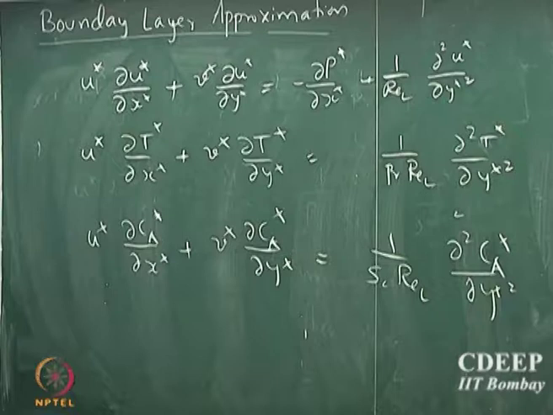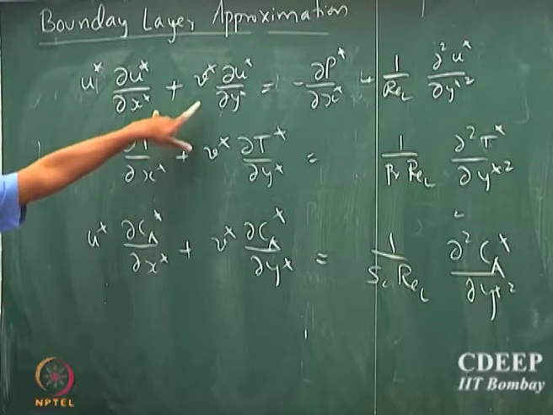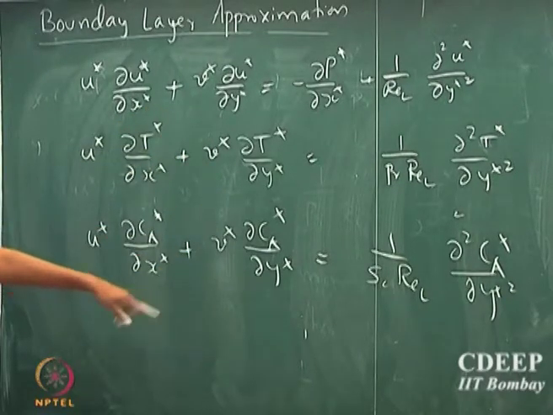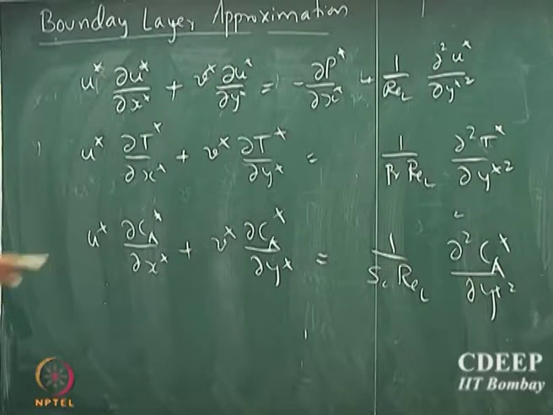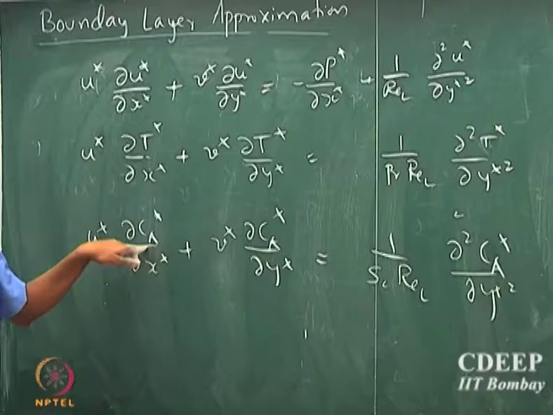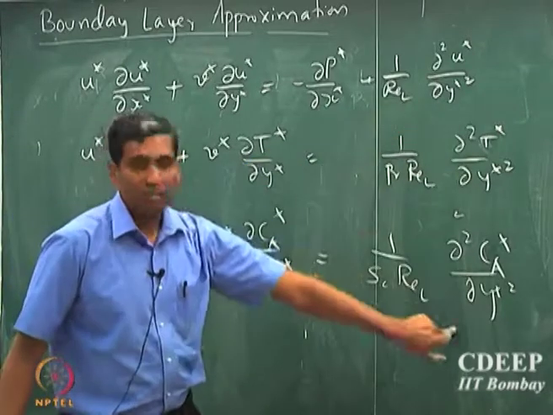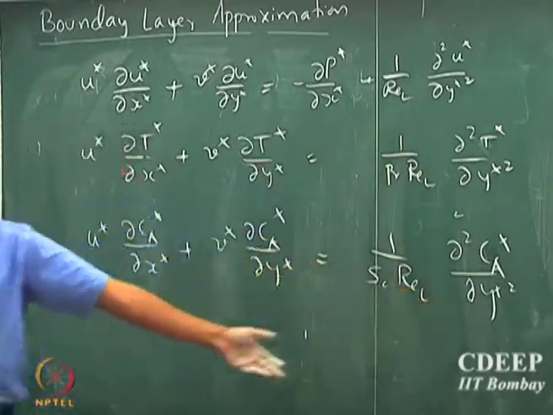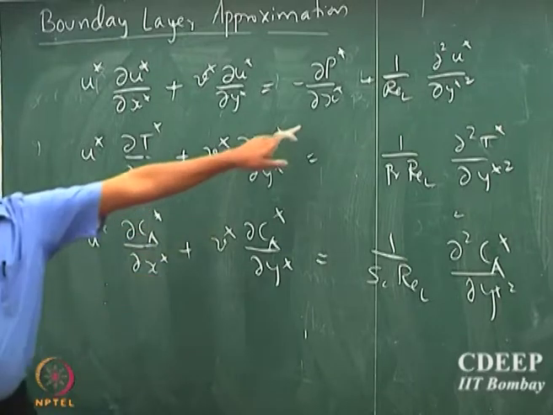Okay. So if you look at the first two terms in all three equations, they are very similar, right, except that here u is replaced by t and here it is replaced by CA. Similarly, the second order derivative term also, you can see that they are similar. What about dp by dx?